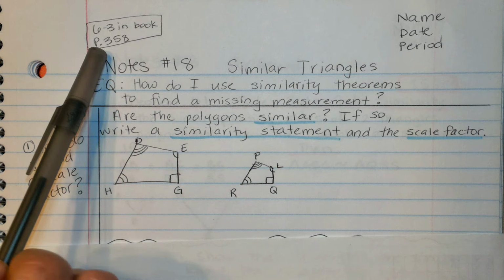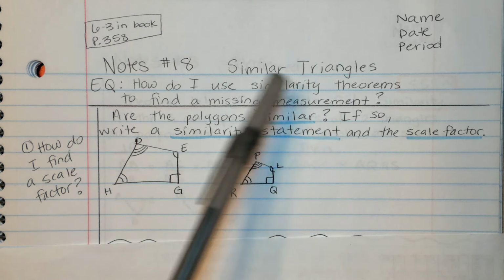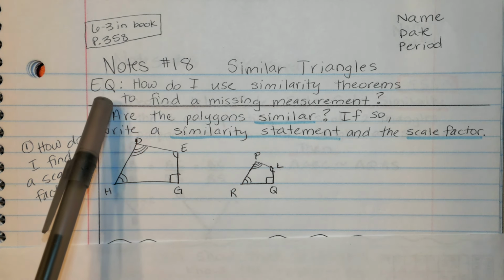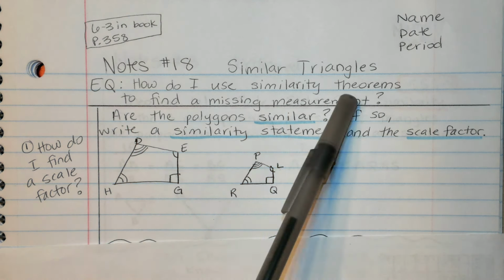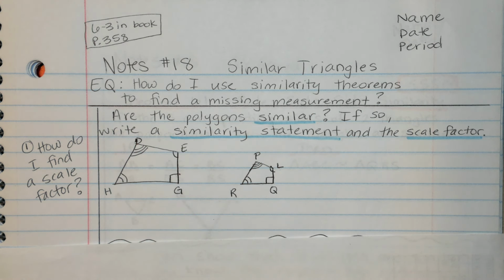So this is 6-3 from our book. It's about similar triangles. So similar is different than congruent. We're learning how to use similarity theorems to find missing measurements. So we'll go through 3 different similarity theorems that can prove two triangles are similar. And once we know that they are similar, we can find a missing side if needed.